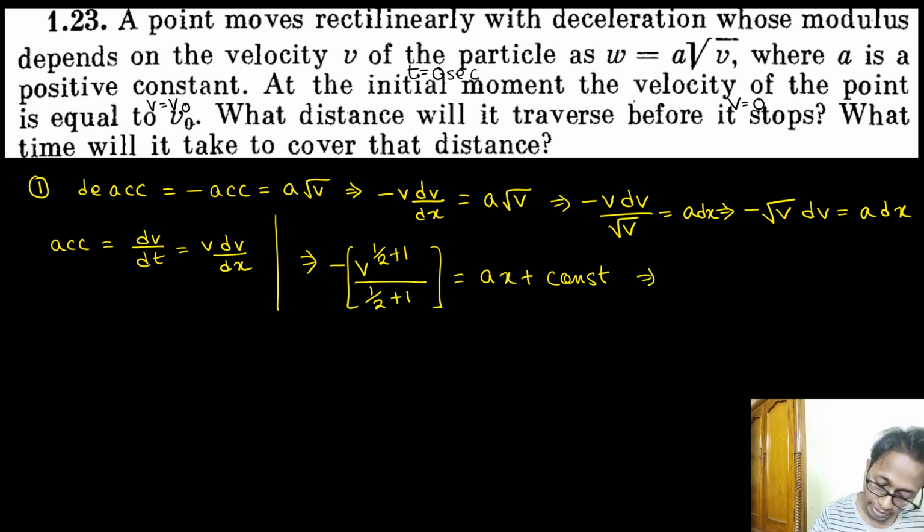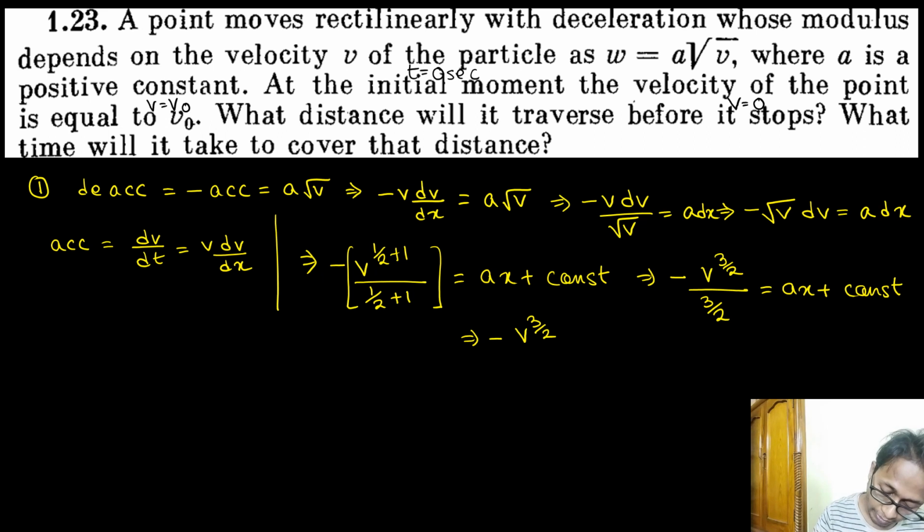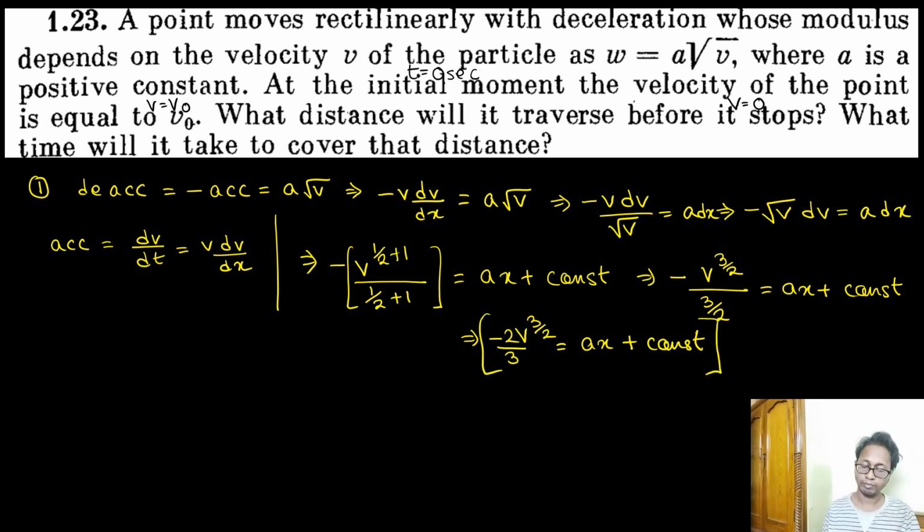Here, minus v to the power 3 by 2 divided by 3 by 2 is equal to ax plus some constant, or minus v to the power 3 by 2 into 2 by 3 is equal to ax plus some constant. So here, minus 2 by 3 v to the power 3 by 2 is equal to ax plus some constant.